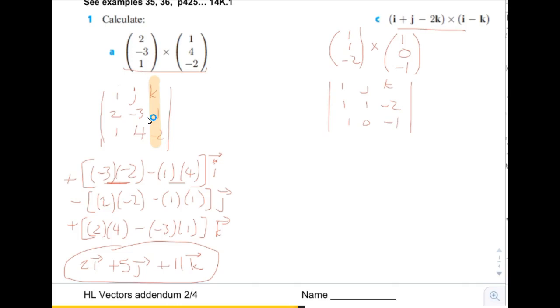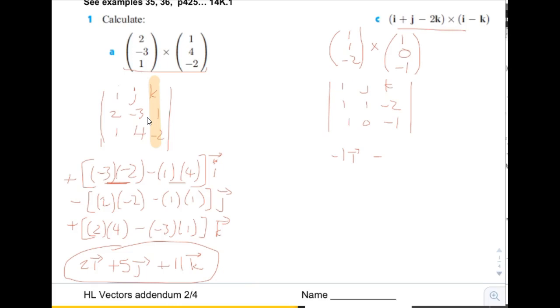First thing we're going to do is cover this up. So we're going to take the determinant of the remaining numbers. So 1 times negative 1 minus 0 times negative 2 would be negative 1, right? So that would be negative 1 times the unit vector I. Then we would do minus the next element.